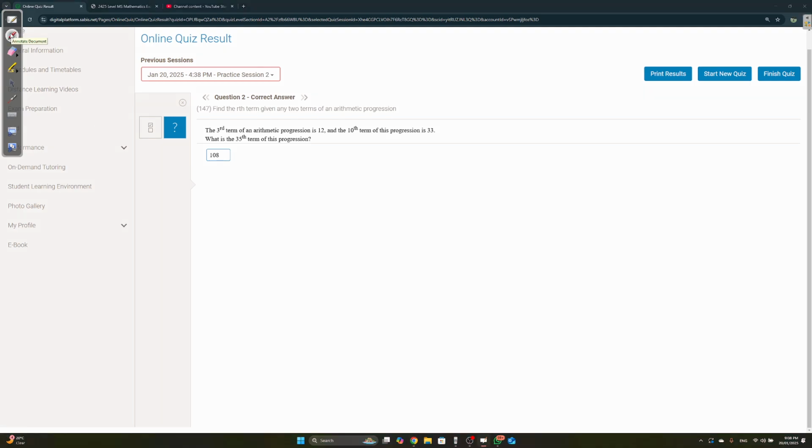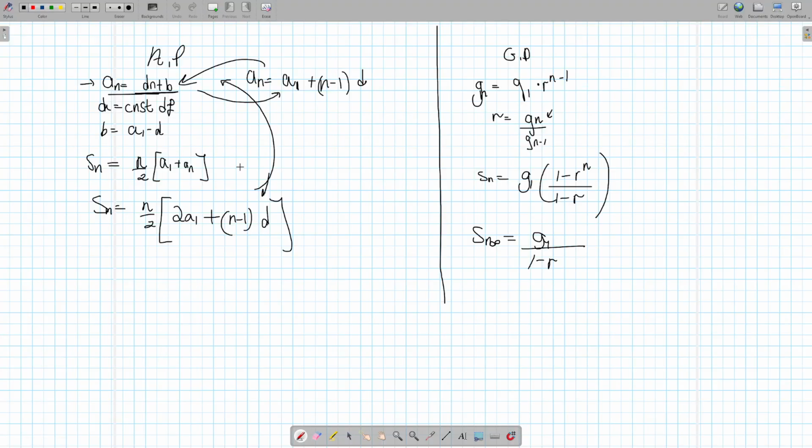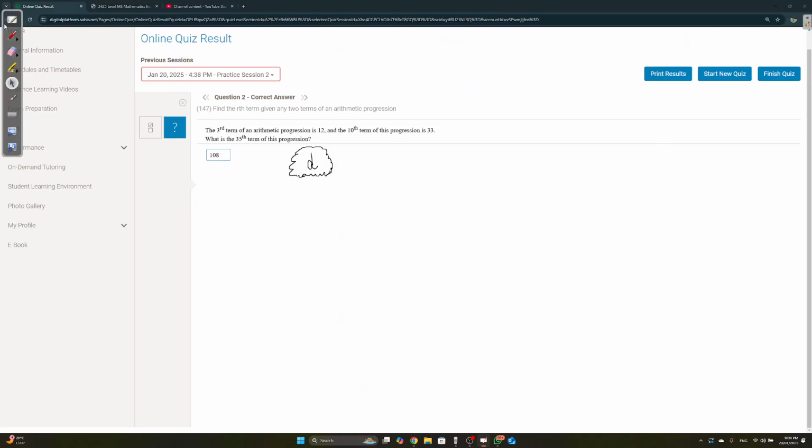Okay, for this one over here, the third term of an arithmetic progression is 12, and the 10th is 33. What is the 35th term of this progression? So there's a few ways you can do this, but the first thing I want to find is, in my opinion, when working with arithmetic progressions, this magic d. You can't work without having the d. The constant difference. I need the d.